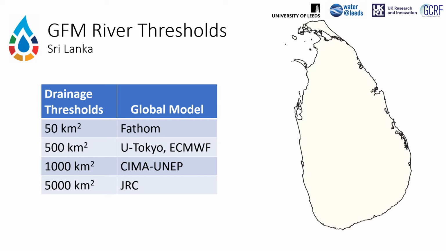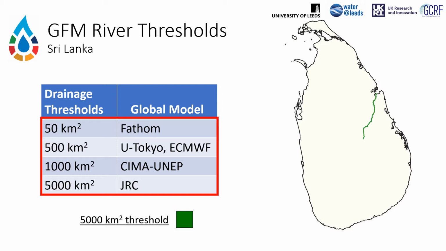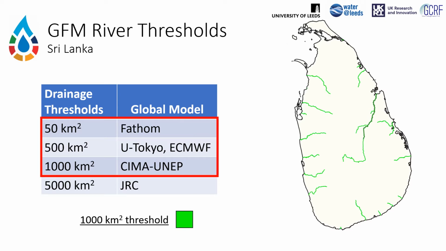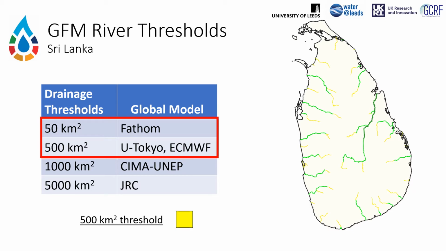I've listed the names of 5 different global flood models and their drainage thresholds in this table here on this slide. And I'm going to be using Sri Lanka to help visualize what these different drainage thresholds mean in terms of rivers modeled. So all the global flood models model flooding on the largest rivers, those with an upstream drainage area of 5,000 kilometers squared or greater. But as you reduce the river size threshold and incorporate more rivers into the modeling framework, fewer of the global flood models are able to model flood hazard on these rivers.